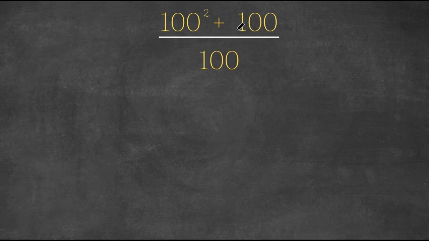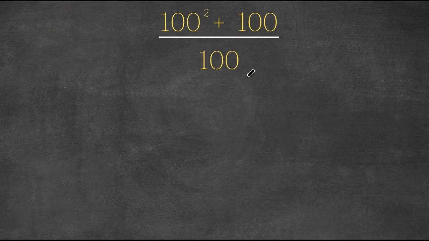In today's video, I'm going to be teaching you guys how to solve this problem in less than 5 seconds. So we have 100 squared plus 100 over 100. Now, the first method is to simply divide both of these numbers by 100.